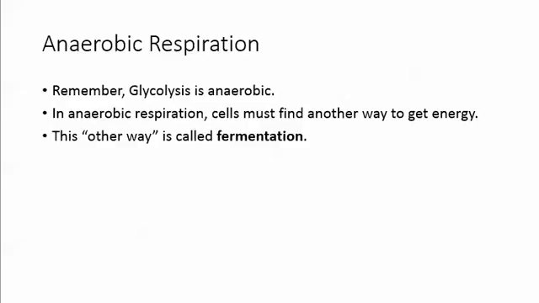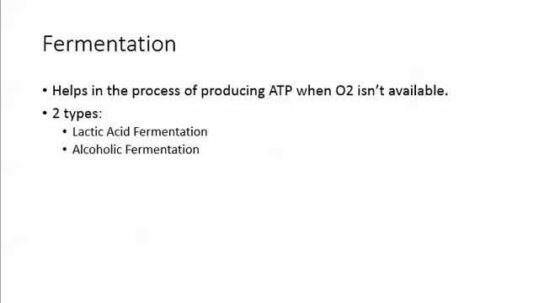Glycolysis is anaerobic, and in anaerobic respiration, since it doesn't have that oxygen to create ATP, cells have to find this other way to make ATP, and this other way is called fermentation. And we're going to look at how muscle cells during strenuous activity run out of oxygen and use fermentation to produce ATP. So fermentation, like we said, is the process of producing ATP when oxygen is not available. And there are two types of fermentation: lactic acid and alcoholic fermentation.